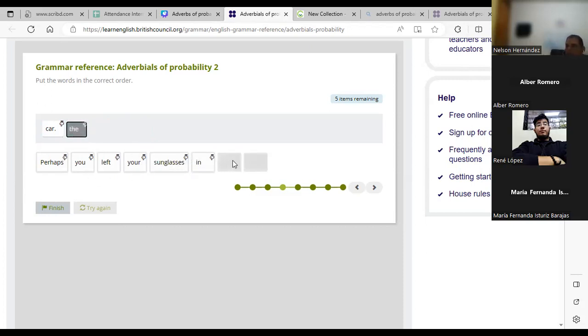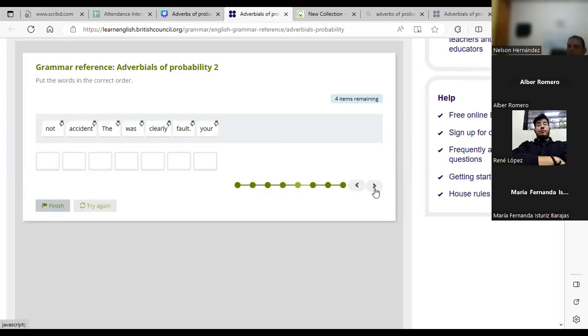All right, very good. I know, guys, that it is possible for you to talk like this. Perhaps you left your glasses in the car, but we are not used to using this type of adverb. So, yes, try to get accustomed to this because that will make you sound natural. Good. What about this one?